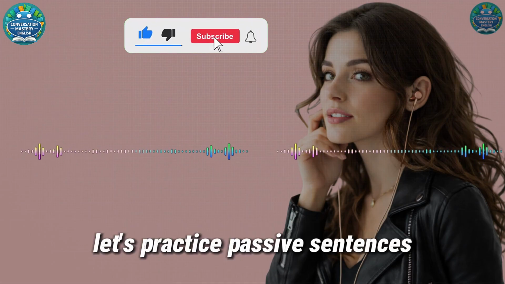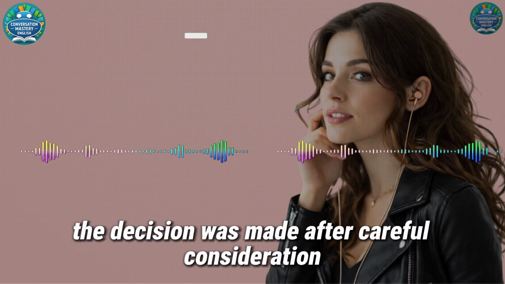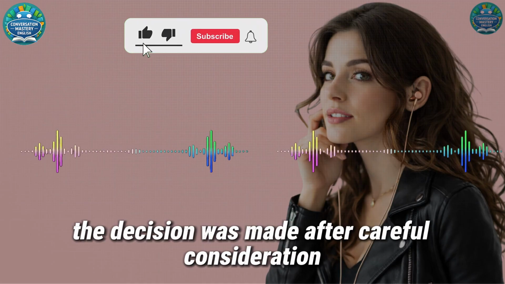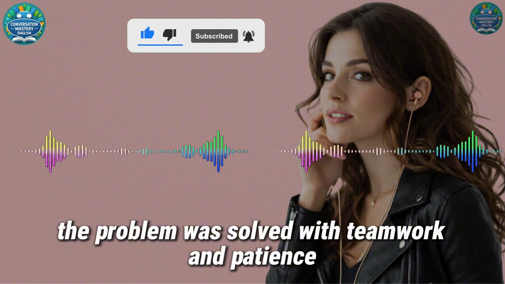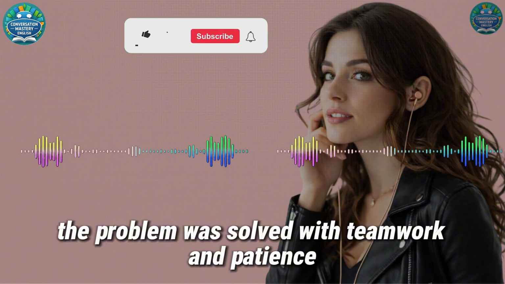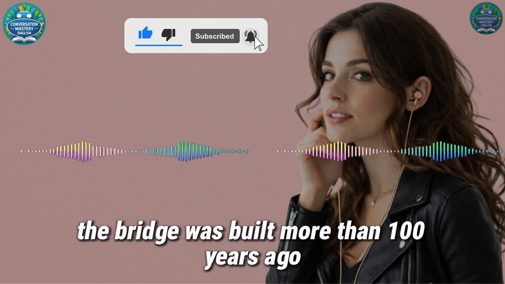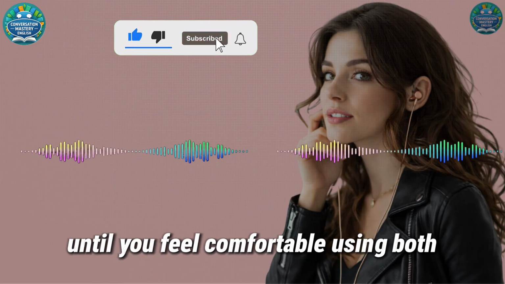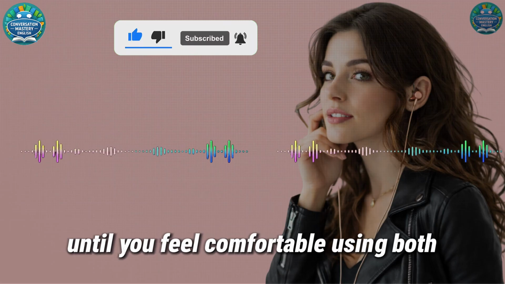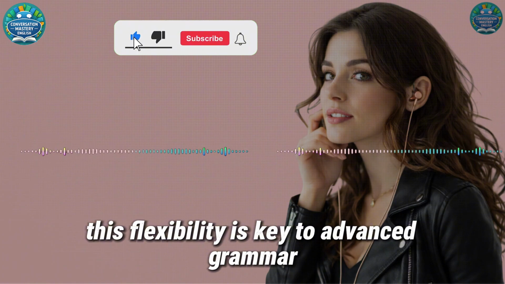Let's practice passive sentences. Repeat after me. The decision was made after careful consideration. Another one. The problem was solved with teamwork and patience. And one more. The bridge was built more than 100 years ago. Practice switching between active and passive sentences until you feel comfortable using both. This flexibility is key to advanced grammar.